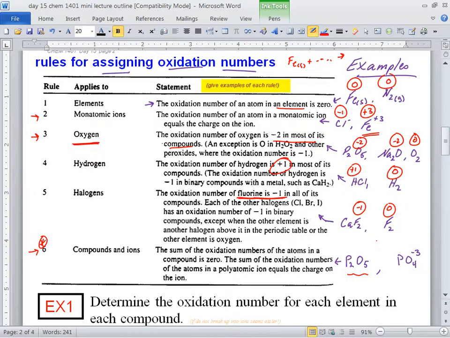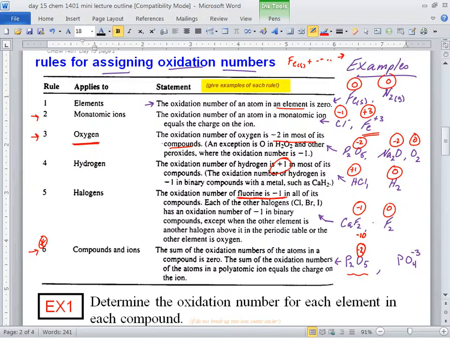Okay, phosphate. Well, let's just do the P2O5 first. Oxygen's always -2, right? So oxygen's -2, but I have how many of them? I have 5 of them. So what's the total math here? Each oxygen's -2, and I've got 5 of them. I'm just trying to add up all the charges. So 5 times -2 would be -10. So I've got -10 to worry about here.